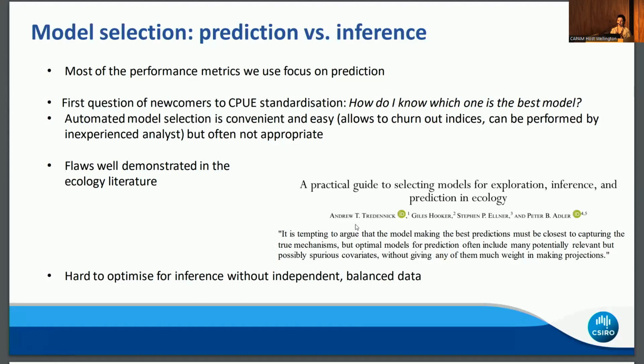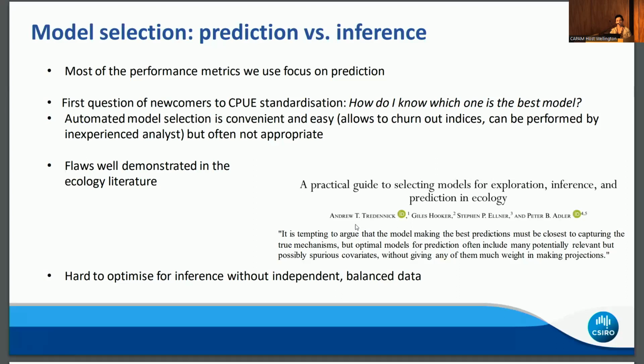There are a few places where automated model selection is what's used. And there is a case to make for that because it's convenient and it's easy. You can churn out your indices fairly quickly. You can get an experienced analyst to do your model selection. But often when you use automated model selection, you will remove covariates that might be actually very important to your fishery if they're not introduced in the right order.